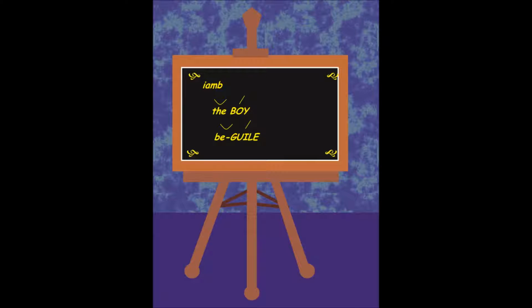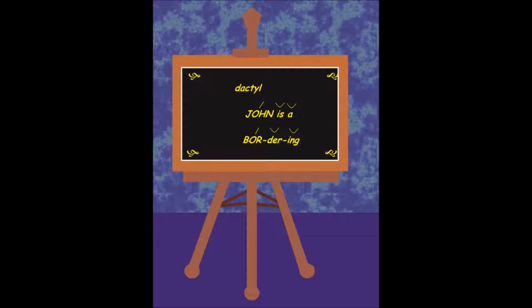An iamb consists of 2 syllables, an unstressed or slack syllable followed by a stressed syllable, as in "the boy" or "beguile." A trochee is the reverse, 1 stressed syllable followed by a slack syllable, "boys are" or "gather." An anapaest consists of 3 syllables, 2 slack followed by 1 stressed. "'Twas the night," or "contradict." And finally, a dactyl is the reverse of an anapaest, 1 stressed followed by 2 slack syllables. "John is a," or "bordering."